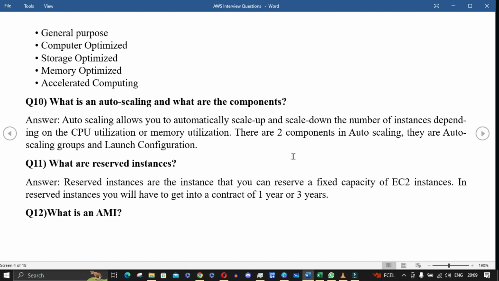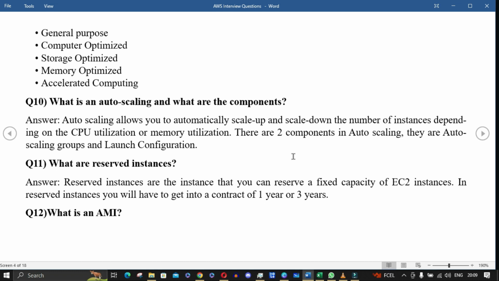What are reserved instances? Reserved instances are instances that you can reserve for a fixed capacity of EC2 instances. In reserved instances, you will have to get into a contract for 1 year or 3 years.